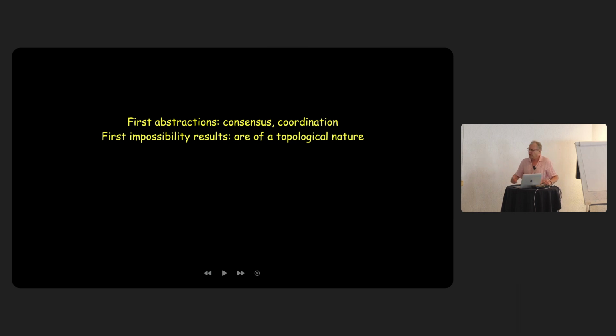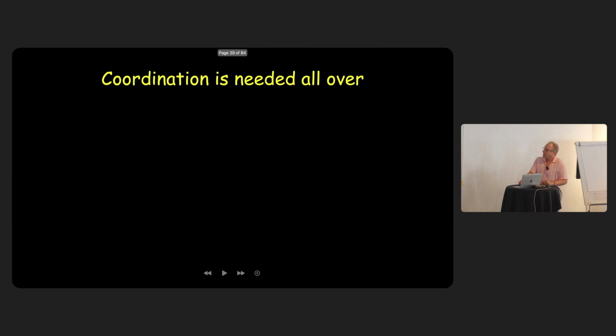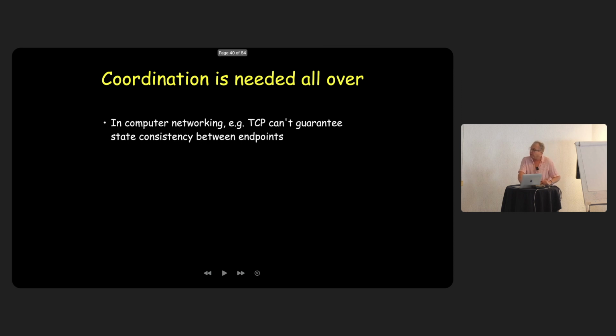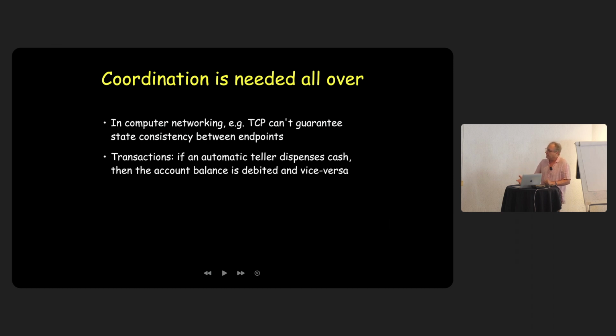And I would like to describe a little bit how already in these initial ideas another interesting thing was discovered, that the impossibility is actually of a topological nature, which also played an important role over the next developments. Also because people noticed that coordination is needed all over. If you have taken any course on internet and TCP, you know that what TCP is trying to do is simply impossible, because it's trying to coordinate, to guarantee state consistency between endpoints. Transactions in databases are, of course, a form of coordination, which theoretically is impossible.